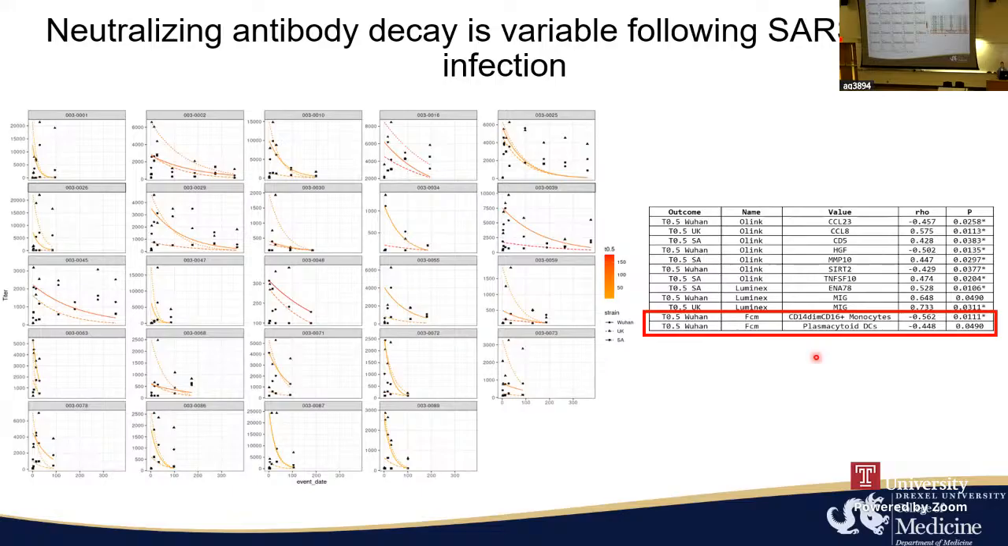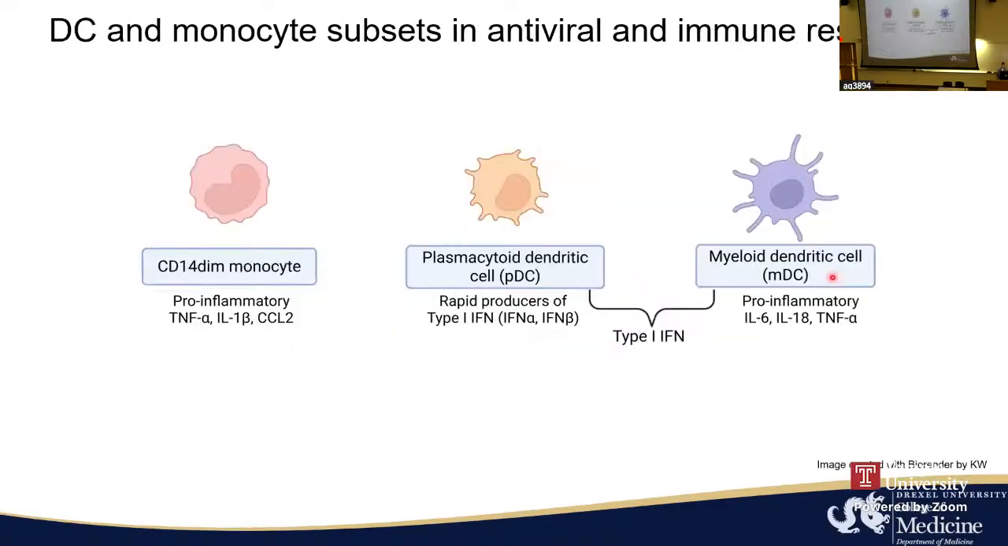And one thing I'd like to also point out is that the half-life of the Wuhan neutralizing antibodies is correlated with different subsets of monocytes as well as plasmacytoid dendritic cells.